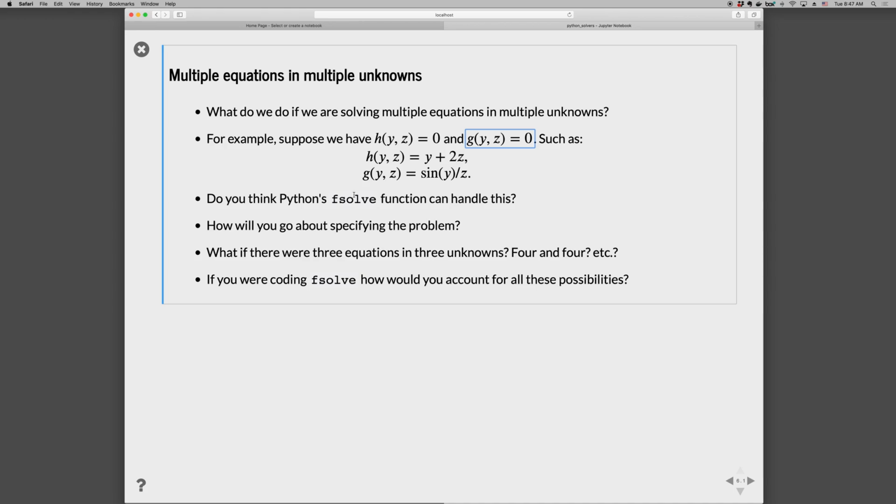So a couple of questions. Do you think that Python's fsolve function can do this? How would you go about specifying the problem? What if there were three equations and three unknowns, or four equations and four unknowns, etc.? If you were coding fsolve, how would you account for all these possibilities? So go ahead and pause the video and think through these questions and think about what would change if you were going to try to use fsolve. How would you specify the problem? How would you give it to fsolve?